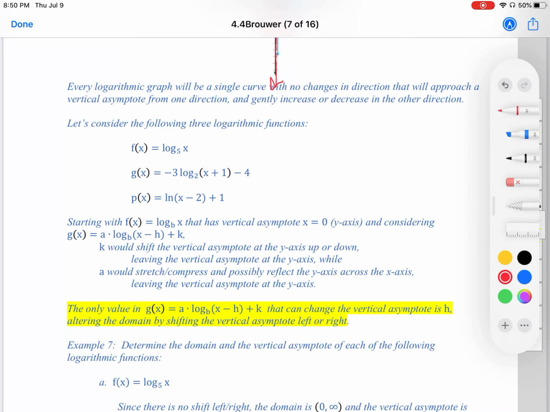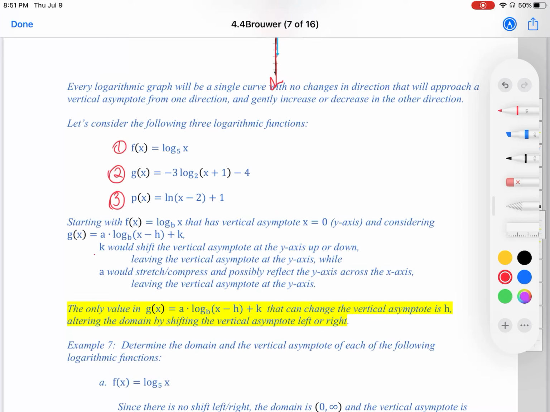Every logarithmic graph will be a single curve with no changes in direction that will approach a vertical asymptote from one direction and gently increase or decrease in the other direction. Let's consider the following functions. Starting with f of x equals log base b of x, which has a vertical asymptote at x equals 0, the y-axis, and considering that g of x equals a log base b of x minus h, plus k.